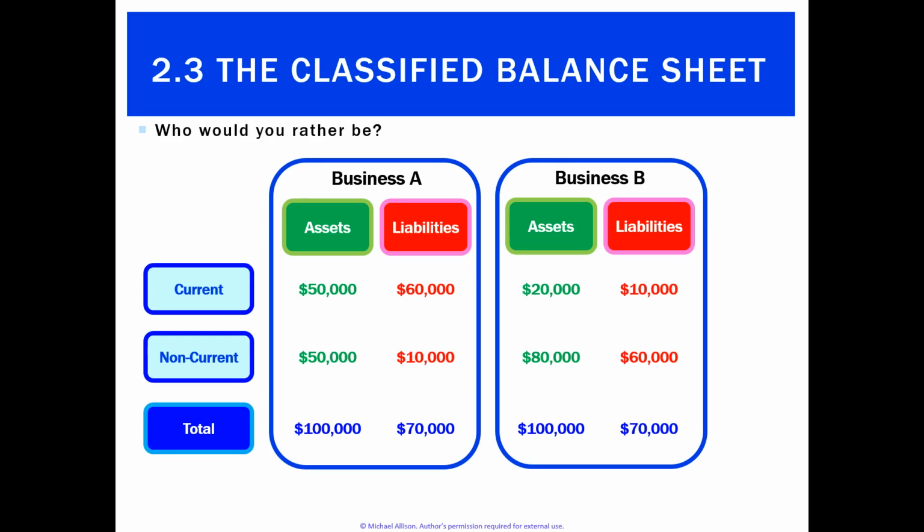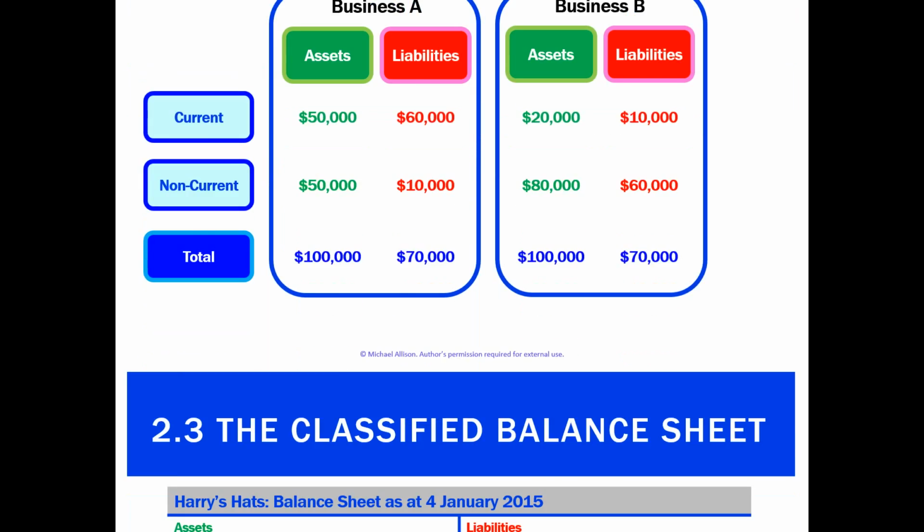However, what we'd also need to know is the current liabilities. How much is due in the next 12 months? So if I look at that, I'd probably prefer to be business B. It only has current assets of 20, but it also has current liabilities of only 10,000, whereas business A doesn't actually have enough current assets to cover its current liabilities.